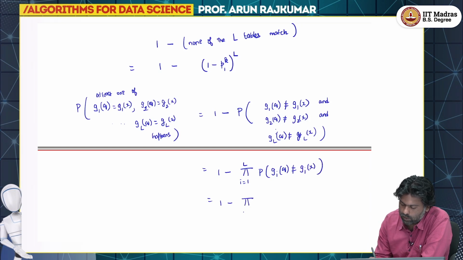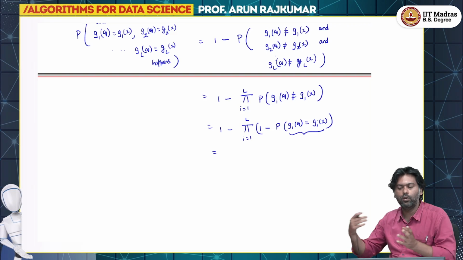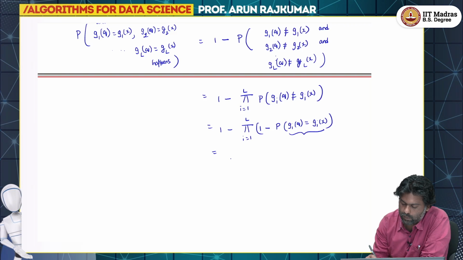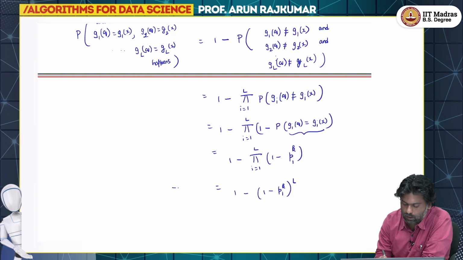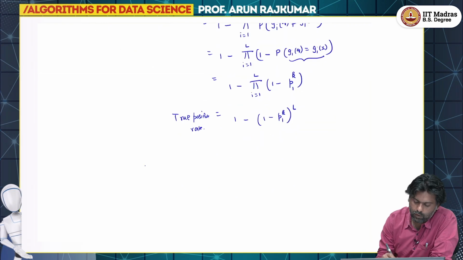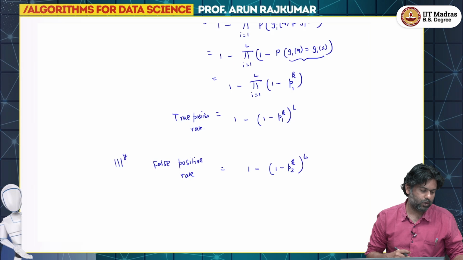But what is that? That is the product over i equals 1 to L of 1 minus the probability that gi of q equals gi of x. And we know that for gi of q to match gi of x would mean that all of the h's in g should match all of the h's in x. So, that is what we have already discussed, and this value is just p1 power k, and that is why this is 1 minus p1 power k, power L, right. So, this is the true positive rate. By a similar argument, the false positive rate would be 1 minus p2 power k, power L, right. It is exactly the same argument, but we will get a false positive rate basically.